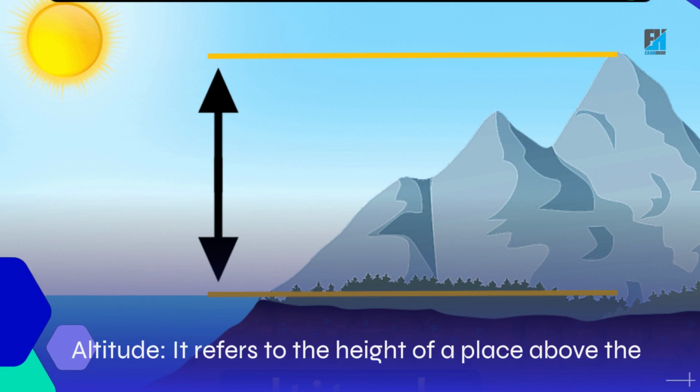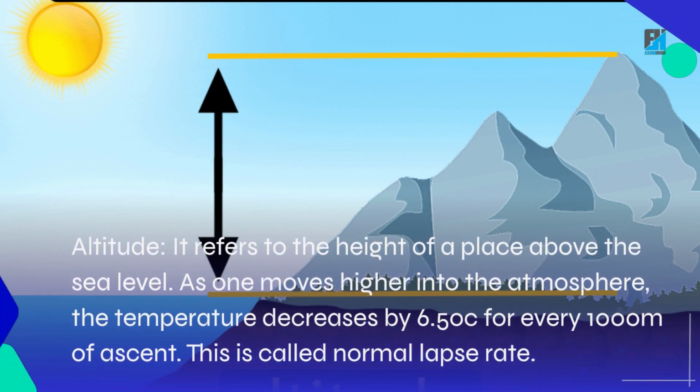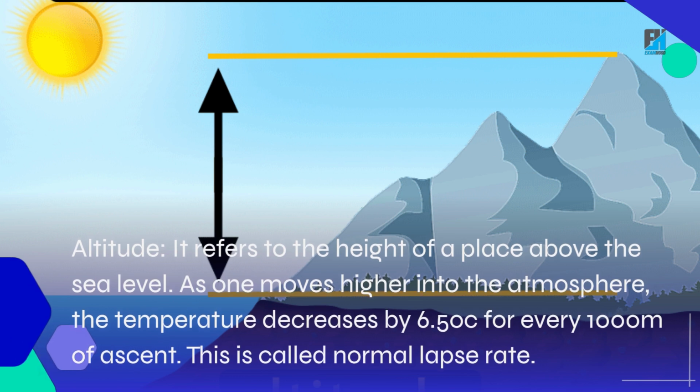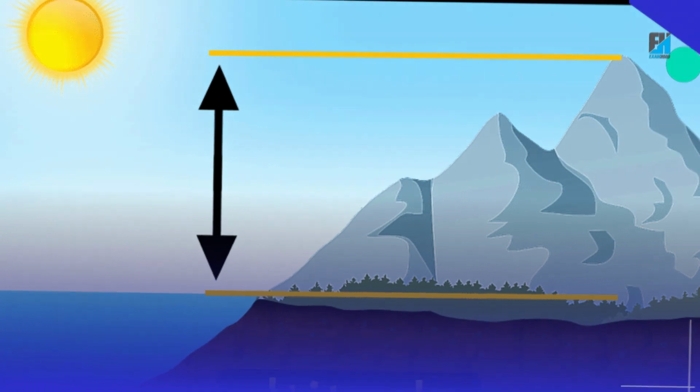Altitude refers to the height of a place above sea level. As one moves higher into the atmosphere, the temperature decreases by 6.5 °C for every 1,000 meters of ascent. This is called the normal lapse rate.